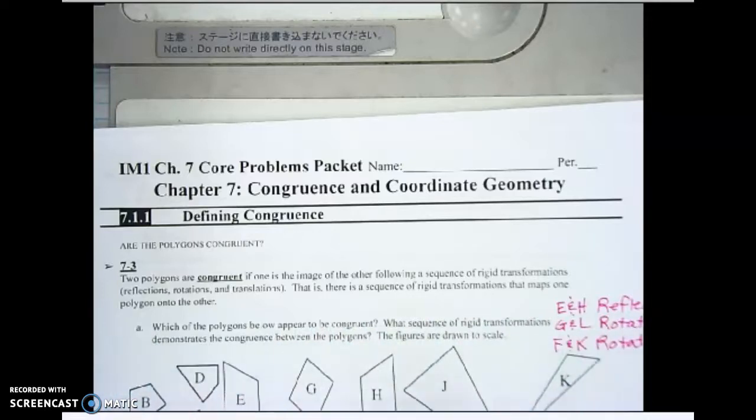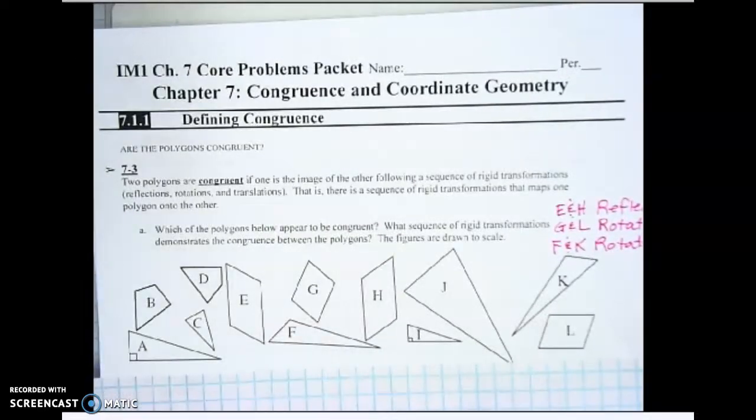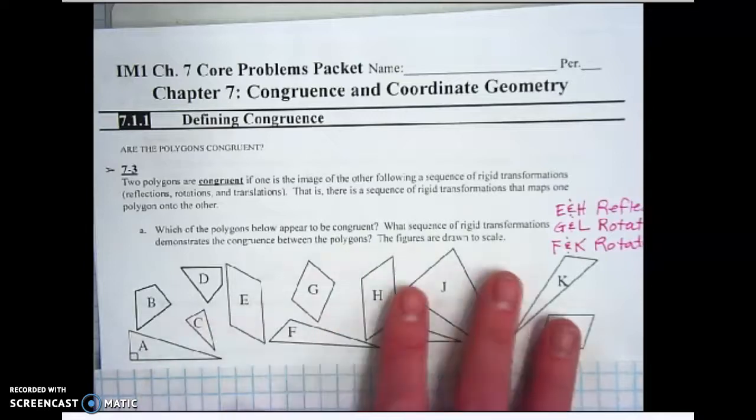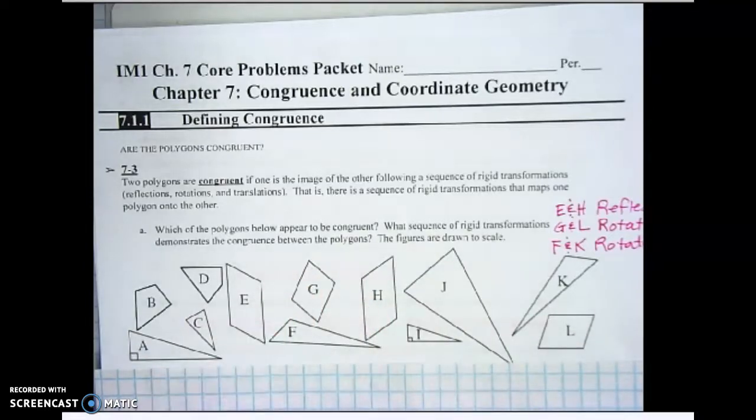Part A, directions say, which of the polygons below appear to be congruent? What sequence of rigid transformations demonstrates the congruence between the polygons? The figures are drawn to scale. All right, so what you're going to do is look among these polygons and see which of them is a rigid transformation of another one. Basically, they're going to be the same size and the same shape, but they're going to be moved somehow.